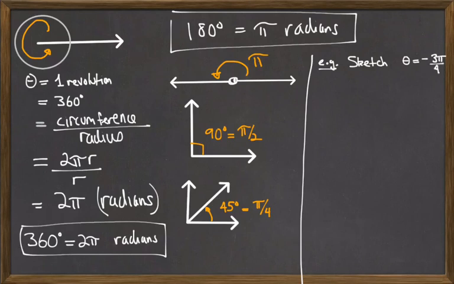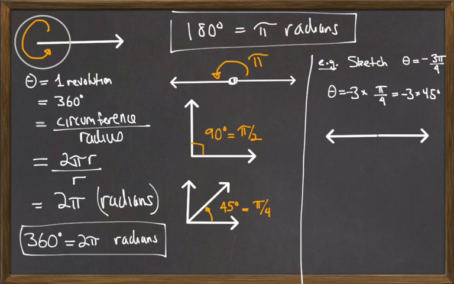Okay, finally, let's look at a quick example here. Why don't we sketch the angle minus 3 pi over 4? What I'm going to do is try to visualize what that angle represents. Notice it's going to be minus 3 times pi over 4, and we just discussed pi over 4 corresponds to 45 degrees. So here's what I like to think about. I like to think about it as a negative angle, and it's going to be 3 copies of 45 degrees.